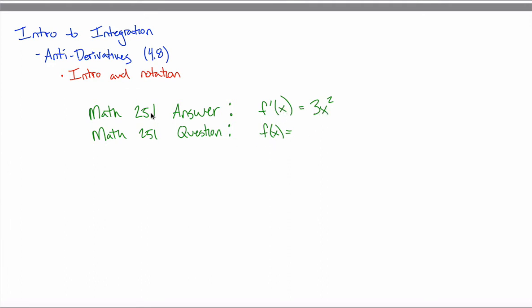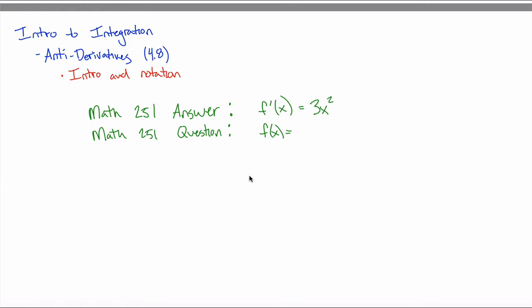A typical Math 251 or Calc 1 question is to provide you with this bottom line here and ask you to fill in this top line. But what we're going to do in Calculus 2 is go in reverse, hence the antiderivative. We're not going from a function to its derivative. We are, informally speaking, going from a derivative to the function that created that derivative, the antiderivative.